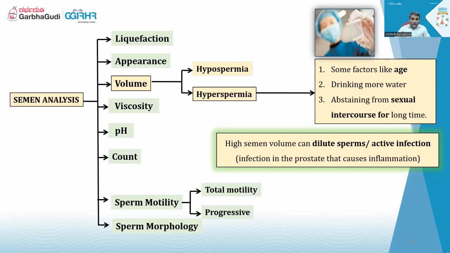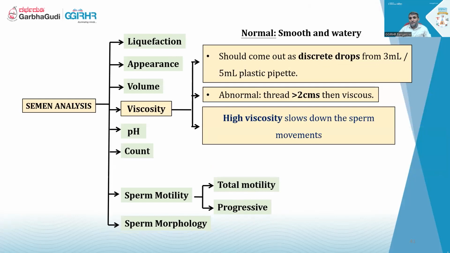Now, coming to viscosity. Viscosity means the thickness of the semen sample. Normally, it will be smooth and watery. The moment we pipette the semen sample, it should fall drop by drop. If it is not falling drop by drop, and instead falls like a thread, which is more than 2 centimeters, it is called a highly viscous sample.